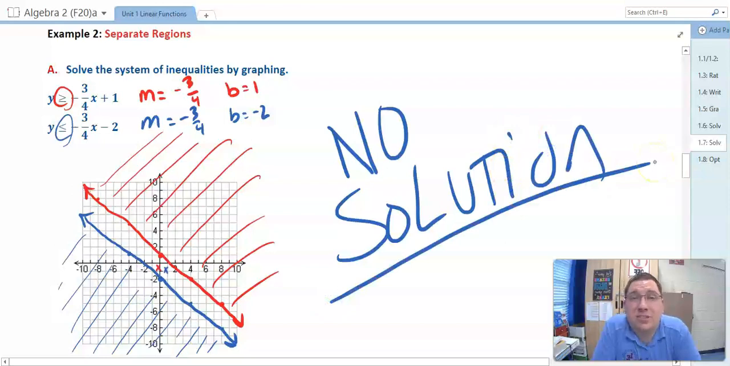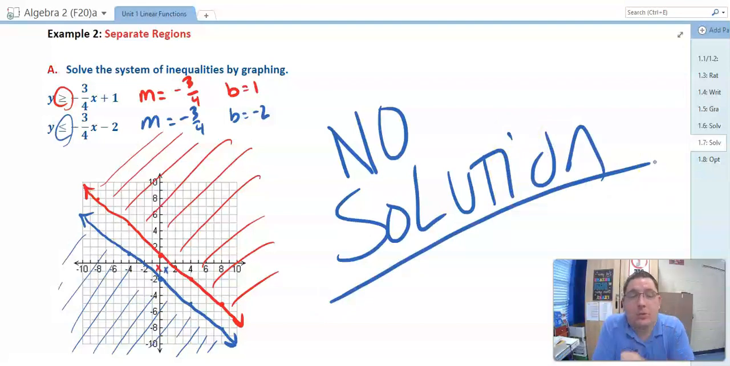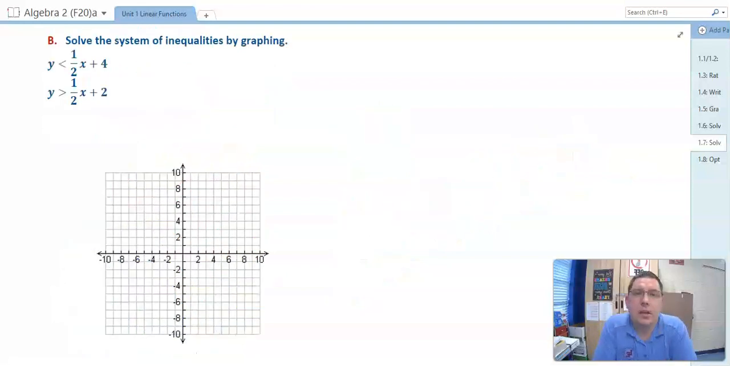There's no solution because there's no overlap. And that is okay. There is no point on this coordinate plane that will satisfy both of these equations. Okay? So let's move on. I want you to look at example B here, and I want you to graph it on your own.